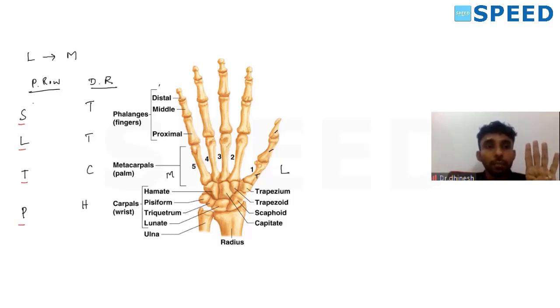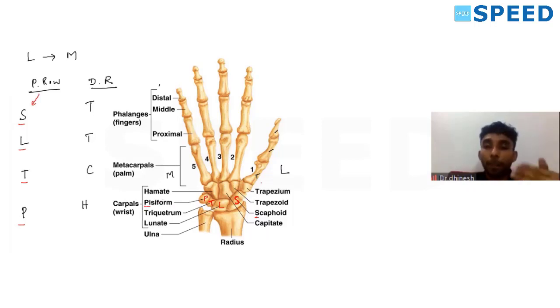The 4 carpal bones of the proximal row: S is representing scaphoid bone, followed by L, that is lunate bone, followed by triquetrum bone, triquetral. Finally, the medial most carpal bone of the proximal row is pisiform.